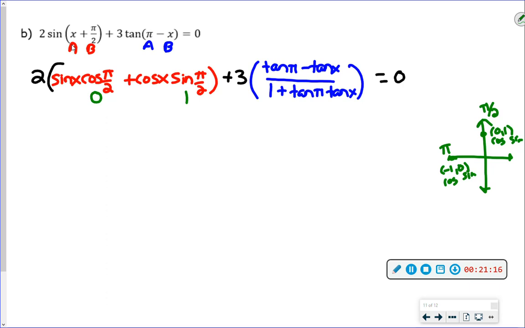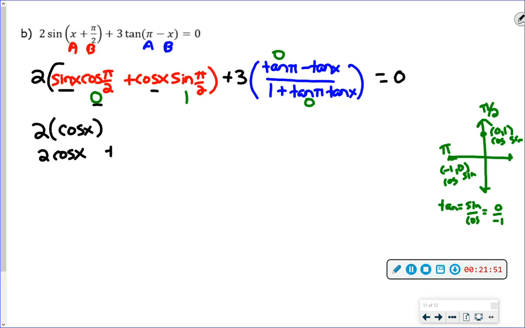Now, let's do tan of pi. We need that. Tan, of course, remember your identity, sine over cos. So we're going to have 0 over negative 1, 0. And then I'm going to put the 0 in down here. Okay, let's try to simplify this. So I'm going to have sine of x times 0, 0, so I'm not going to write anything for that. I'm going to leave my 2. Cos of x times 1, cos of x. So really we just have 2 cos of x left.